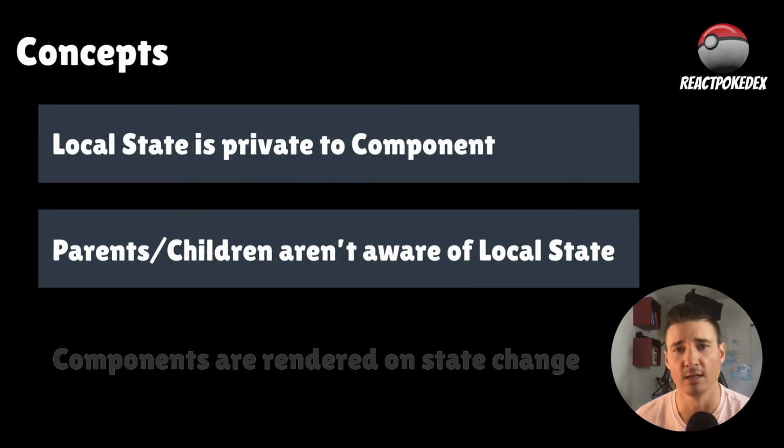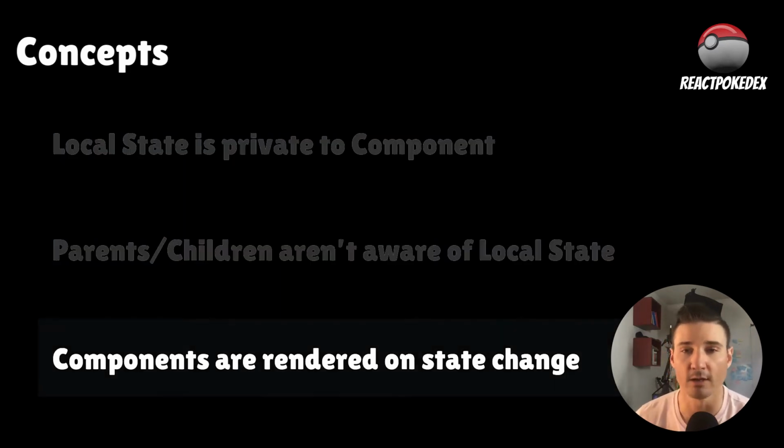The fact that your internal state is local to you and you manage it as a component, and the fact that the parent and the child don't really know that it exists or know what's going on underneath the hood. They might get data, they may get past data that's stored in your state, but they don't know it's coming from your state.